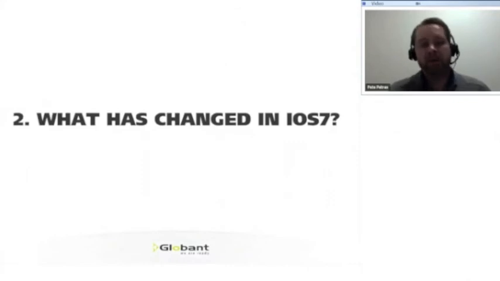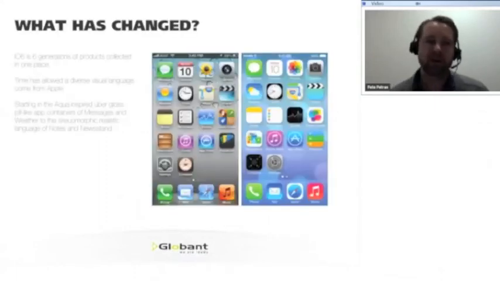Next, we'll move on to what actually changed in iOS 7. There are a lot of things to cover, and this is the first high-level look where I identify some of the core elements. Apple has done a great job of documenting some of the ways to transition, as Javier mentioned earlier. But really, we wanted to look at where iOS 6 has been and where we are going with iOS 7. iOS 6 is basically six generations of products all collected in one place.